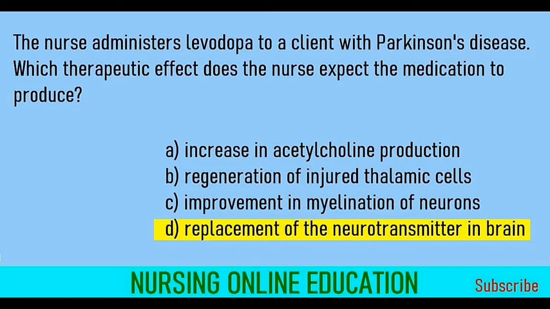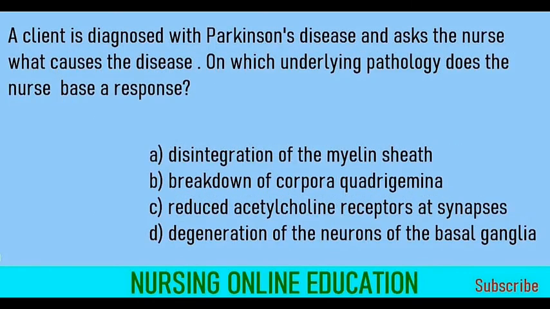So in Parkinson's disease, there is a decrease in dopamine. So levodopa replaces the neurotransmitter dopamine in the brain. So our answer is replacement of neurotransmitter in the brain.